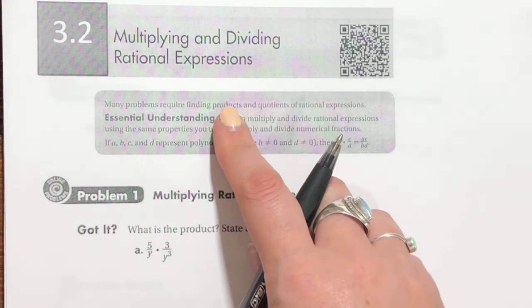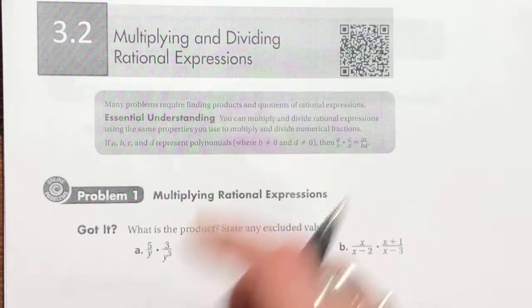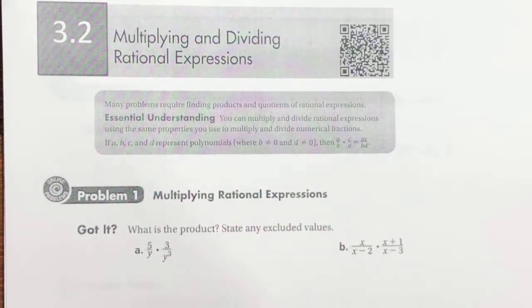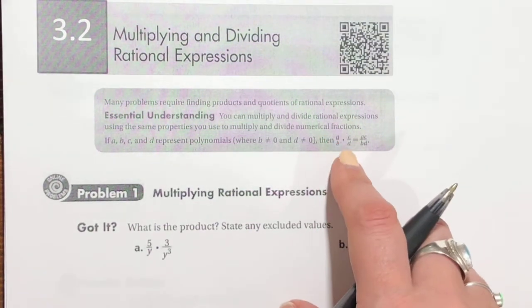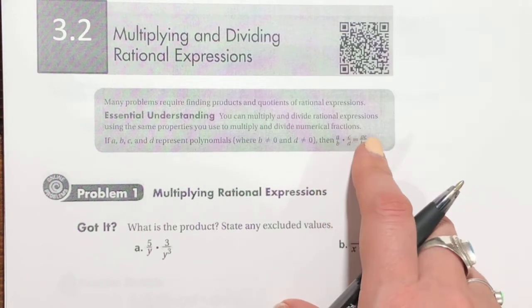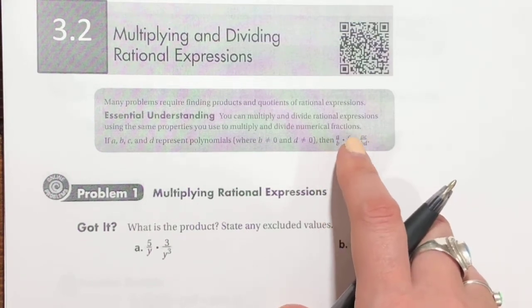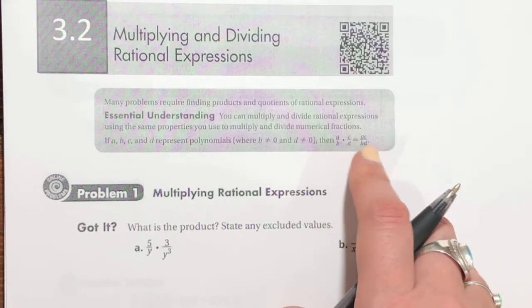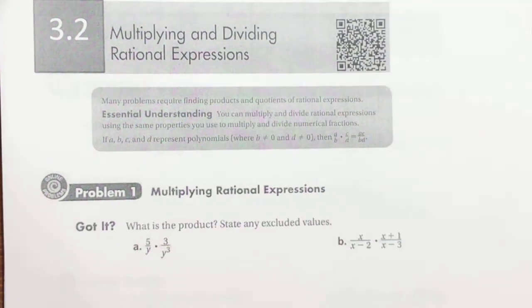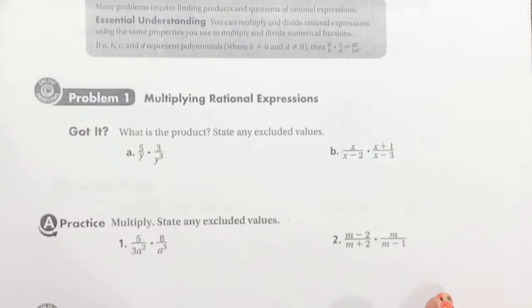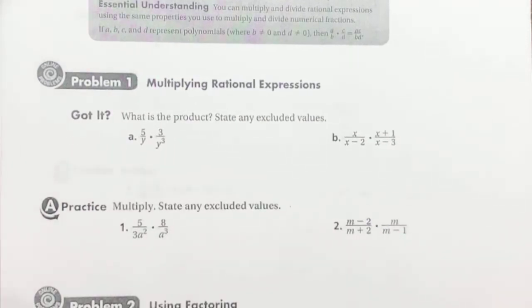Remember, a product is a multiplication problem, a quotient is a division problem. You can multiply and divide rationals the same way that you would multiply and divide numerical fractions. It's going to work the same way. Just like when you multiply two numerical fractions, you multiply straight across the numerator, a times c, and for the denominator, you go across the bottom, b times d. The same idea applies here, but now we have polynomials involved.